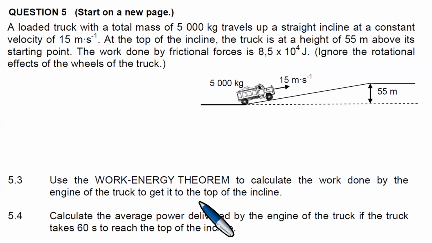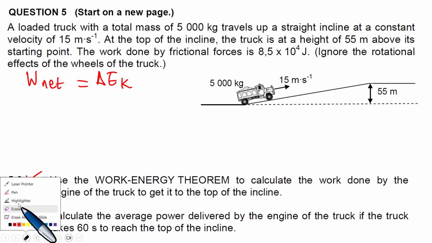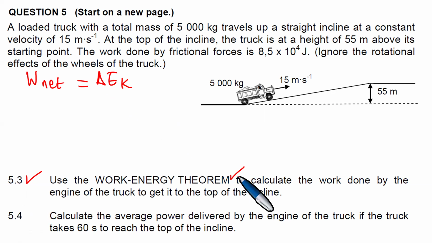What then do we do here to solve this problem on the work energy theorem? Right, so we are doing 5.3 at the moment. The work energy theorem states that W net is equal to the change in kinetic energy. This is what we call the work energy theorem. What then do we do with this? We continue to solve, and we analyze what is happening as this truck is going uphill at the constant velocity.